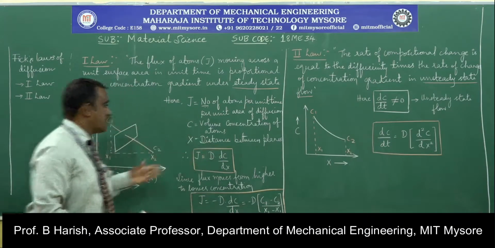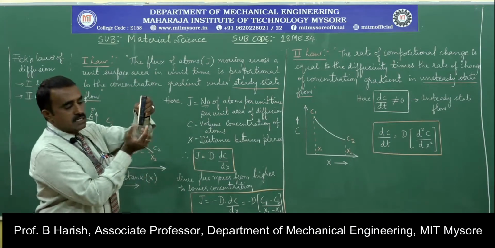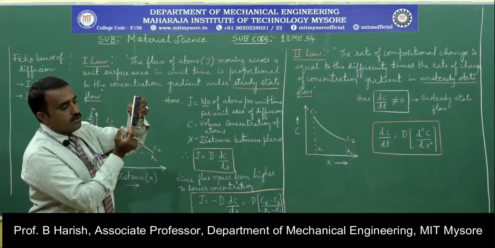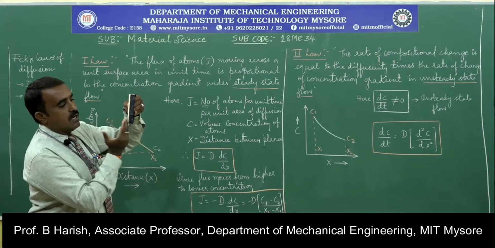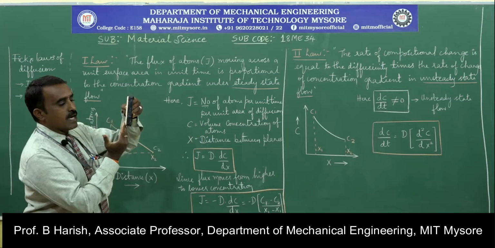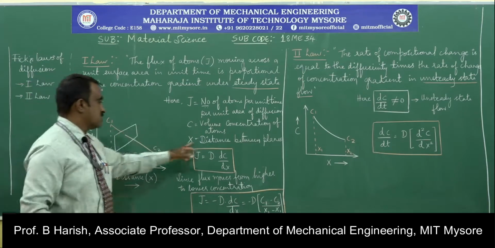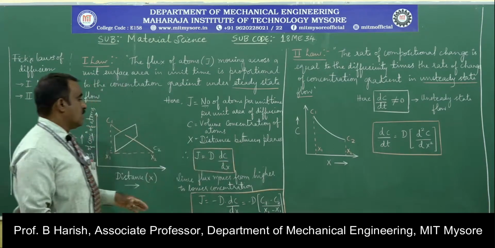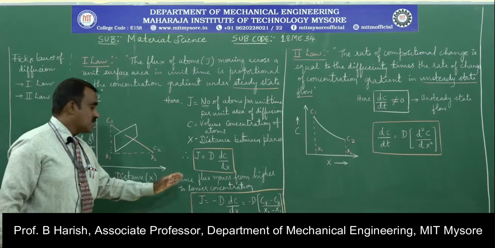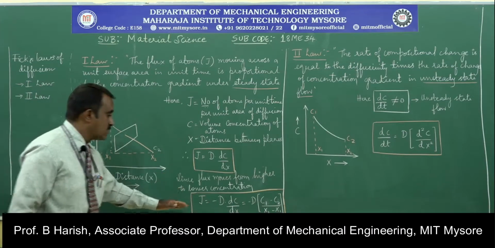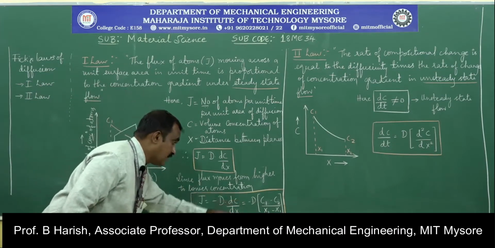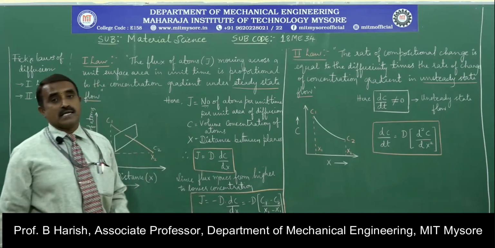X is the distance between the planes. It is nothing but the thickness of the material. So from this end to this end, this is the material. If you take the amount of atoms getting diffused over this distance x, then the equation finally will be given as J is equal to minus D into dC by dx. There is a negative sign.